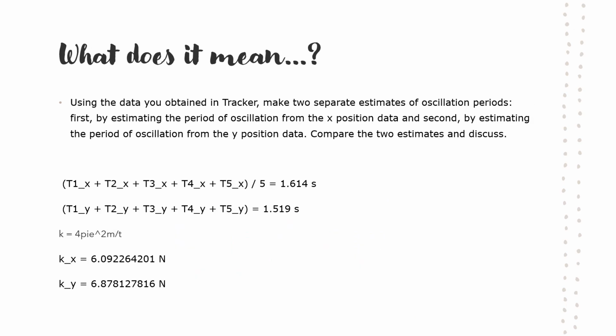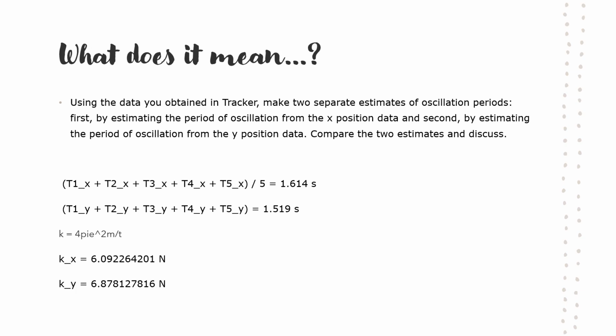And what does it mean? So using the data you obtain in Tracker, make two separate estimates of oscillation periods: first, by estimating the period of oscillation from the X period, and second, by estimating the period of oscillation from the Y period. I can do this similarly to how I found stiffness, and I actually found stiffness with the Y component, but now I'll be finding and averaging out 5 different periods of time where the graph went from its highest to its lowest, up to its highest again.